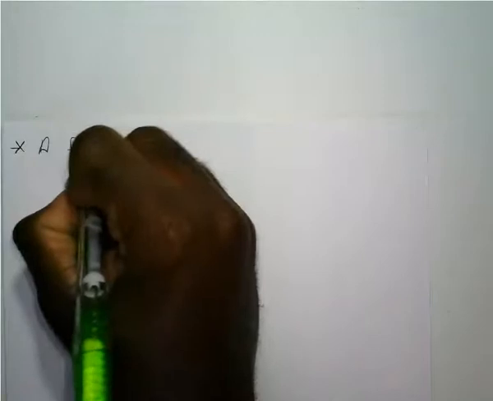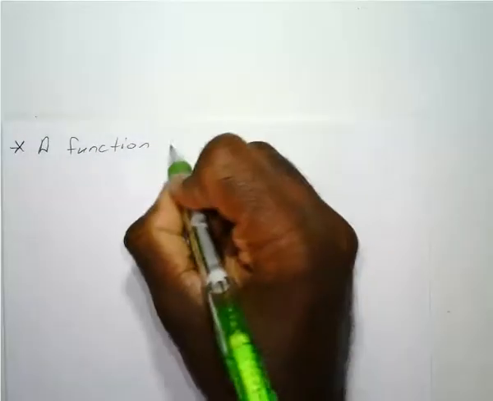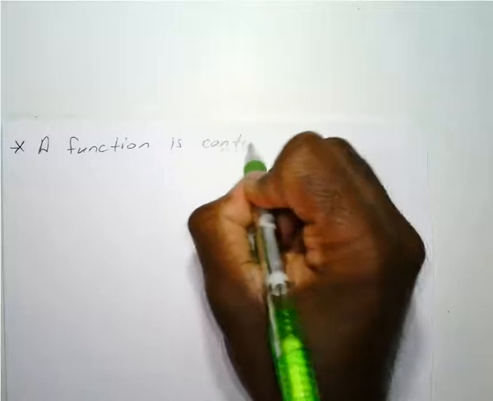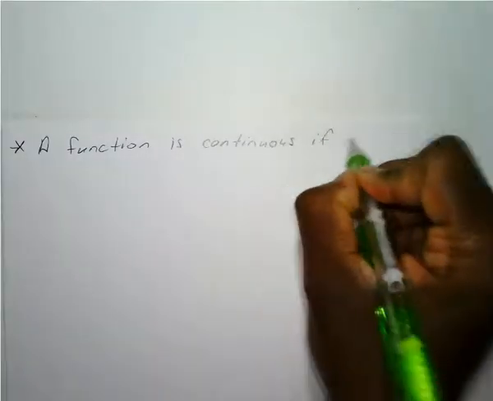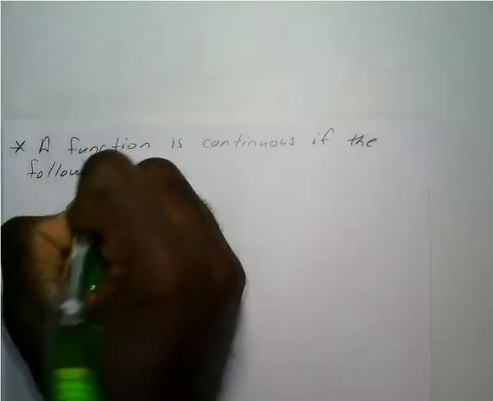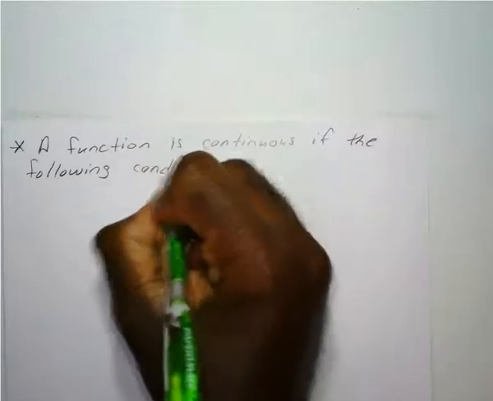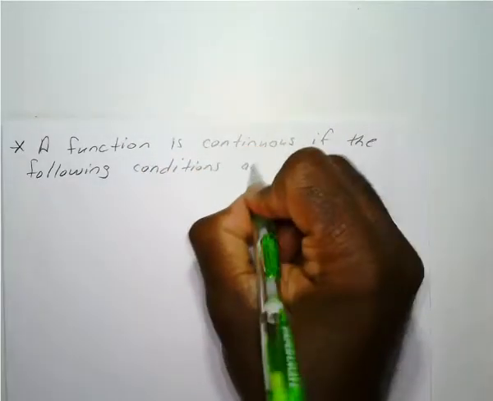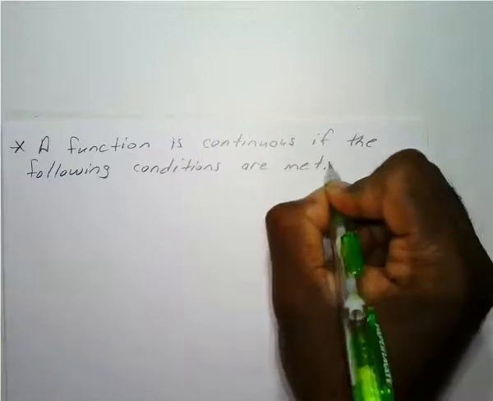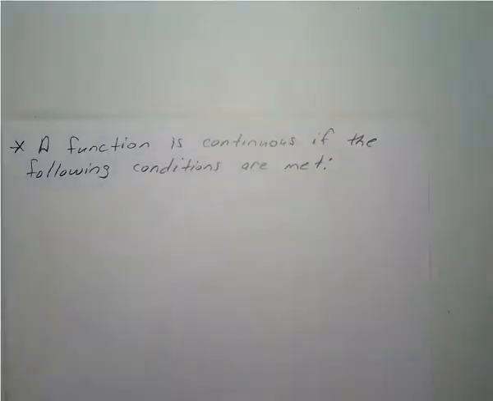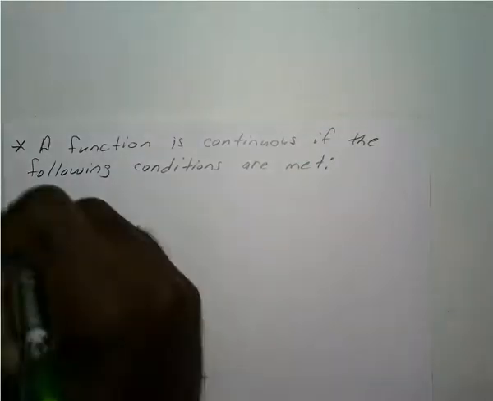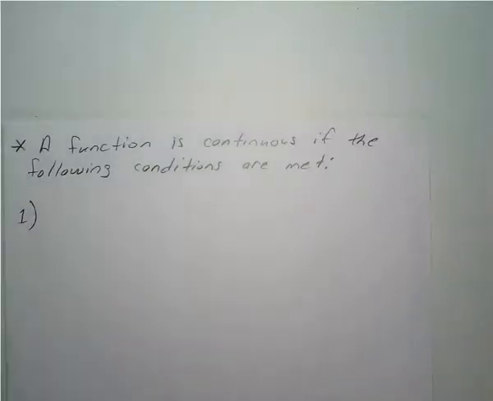Okay, so a function is continuous if the following conditions are met. You'd use these if you didn't have a graph of your function, but you had the equation. So this is where you use these three conditions.